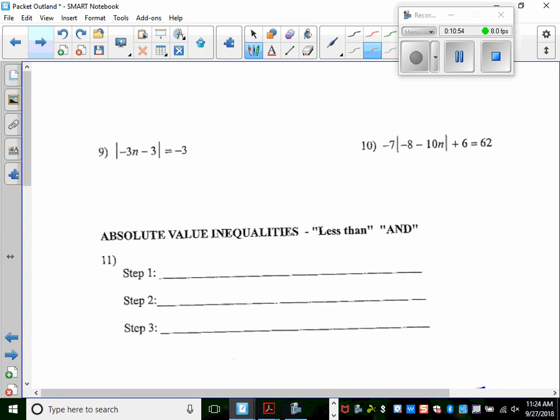Let's go to this page here. We're just going to do the 2 at the top. Step 1 is already done because the bars are isolated, but it equals a negative. So what do you write? No solution.